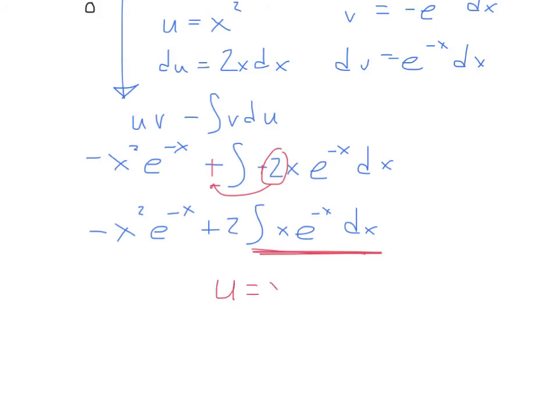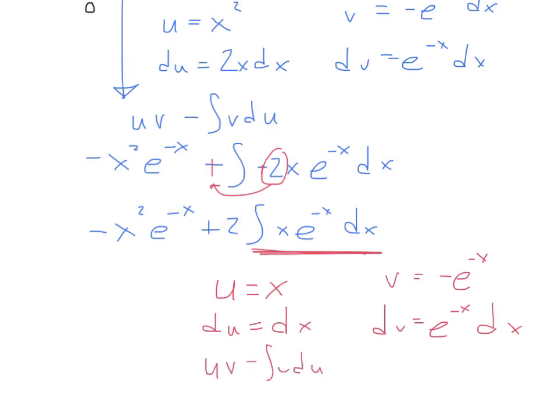My u is going to be x. My dv is going to be e to the negative x dx. That makes my du 1 dx. It makes my v negative e to the negative x. So once again, I'm going to use my rule, my uv minus the integral of v du rule, to replace that piece.